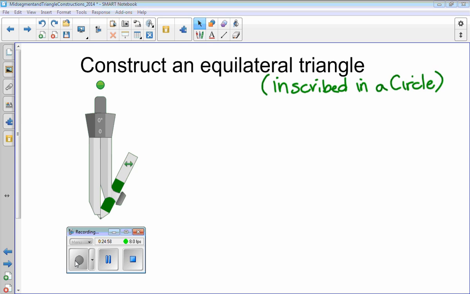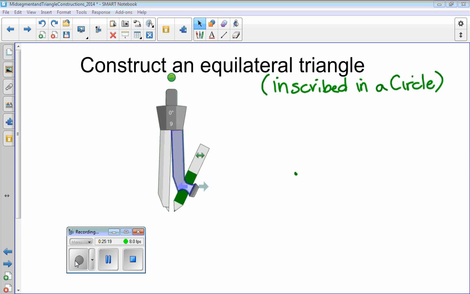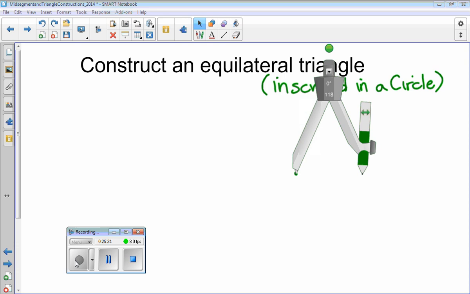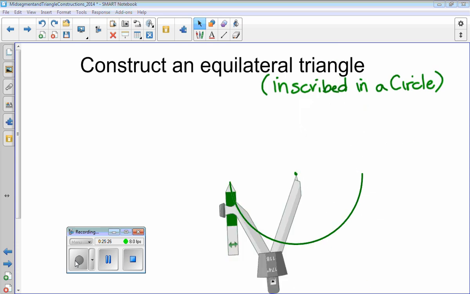So first thing we need to do is to start a circle. So make a point on the middle of your paper, any point you want. And that's going to be the center of our circle. It's important that we have the center labeled. And then you're just going to go ahead and create a circle with your compass. It doesn't matter how big. I'm going to make mine this radius. And we're just going to make a circle all the way around.